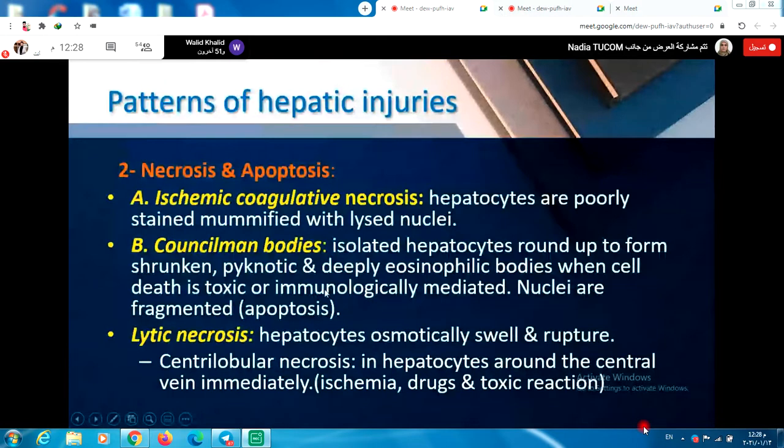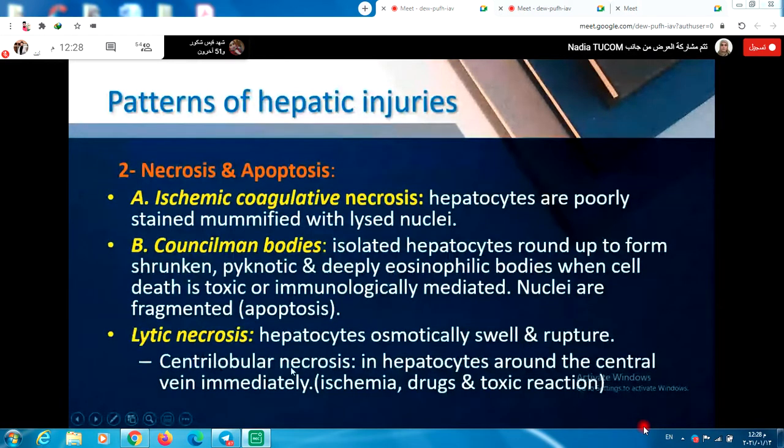Councilman bodies also are scattered apoptotic hepatocytes as a result of toxic or immunological or viral or even alcoholic liver disease or toxic liver injury. Lytic necrosis, in which the hepatocytes are swollen and ruptured as a result of swelling and edema. It will be ruptured, called lytic necrosis.